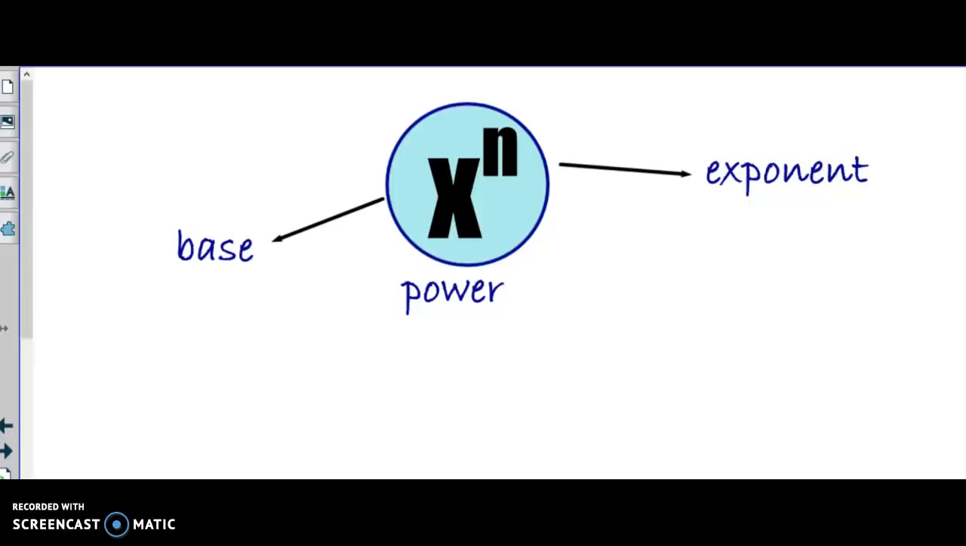Section 7.1 is about power functions. So first we're going to take a look at the graphs of power functions, and then we're going to look at some of their properties.